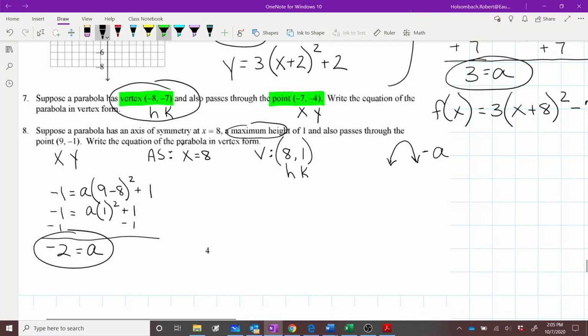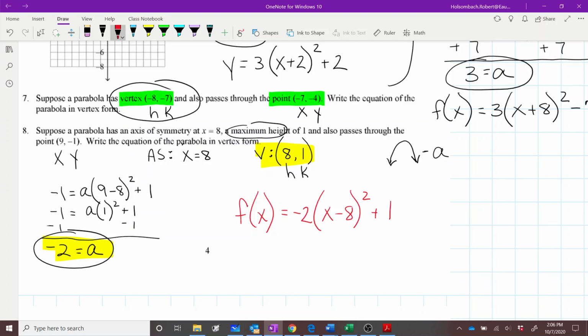So now here's our vertex. Here's our a. And here's our equation. Our function of x is equal to -2 times (x minus 8) squared plus 1. There's your equation in vertex form.